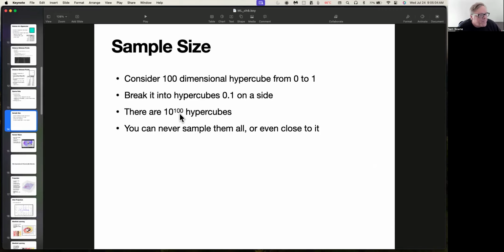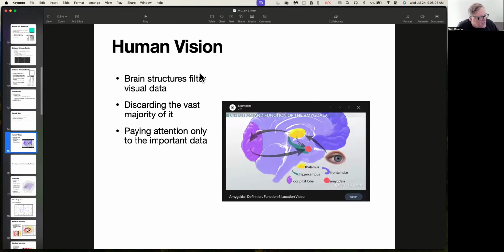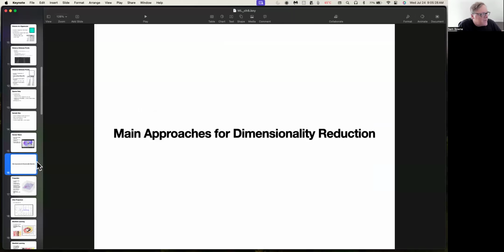So you can never possibly have that much data no matter what you do. Right. And so the human vision does this. It goes through, I guess it's the thalamus. I thought the amygdala was involved too. But anyway, the point is you have the same problem with your real eye. Your real eye is picking up a lot of data, and you run it through brain functions that decide what part of it is important, and you only process the important data, not all the data. So we need to do the same thing.